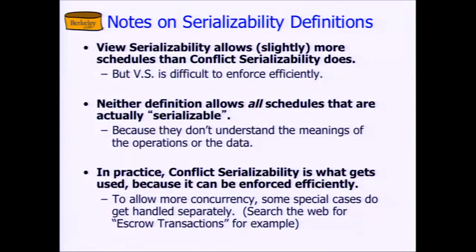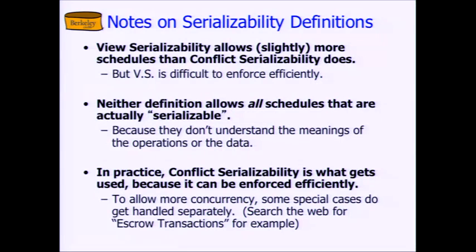Okay. So as we said, last bullet, in practice, conflict serializability is what gets used because it can be enforced efficiently. There are actually some things you can do beyond conflict serializability that are done commonly. A common example of it is escrow transactions, which I won't get into here. But that's a case where a certain amount of semantics is baked into the concurrency control policy.